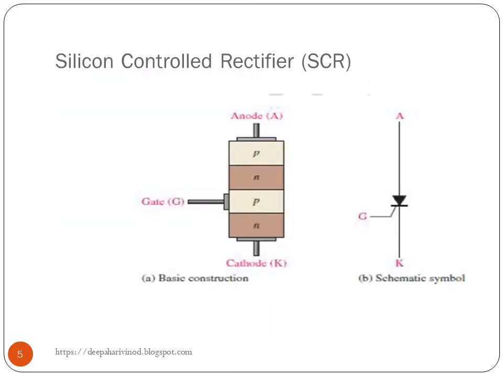Next is the silicon controlled rectifier. Here we can see that it is a 4-layer, 3-junction device. See, first junction, second junction, third junction. So it is a 3-junction, 3-terminal device, and this is the schematic symbol for SCR.